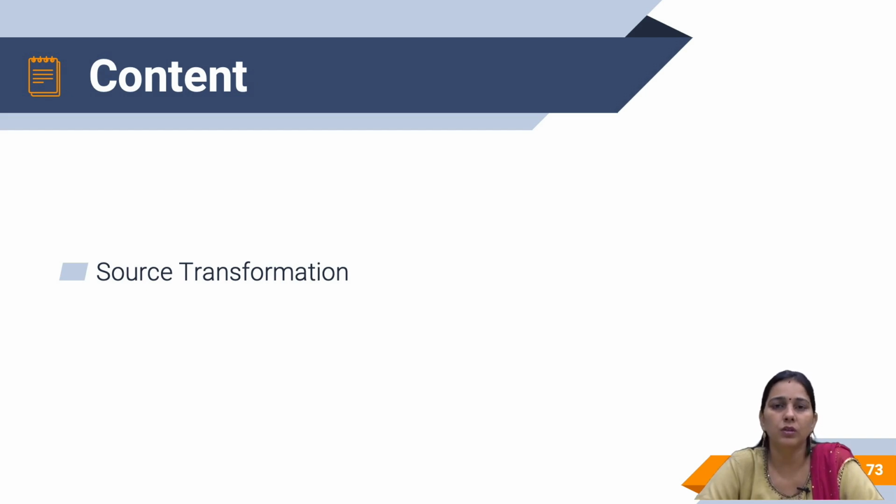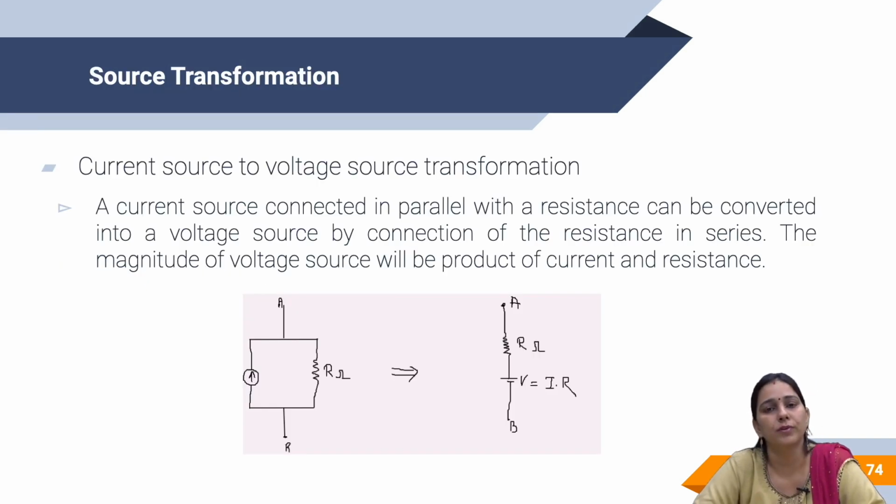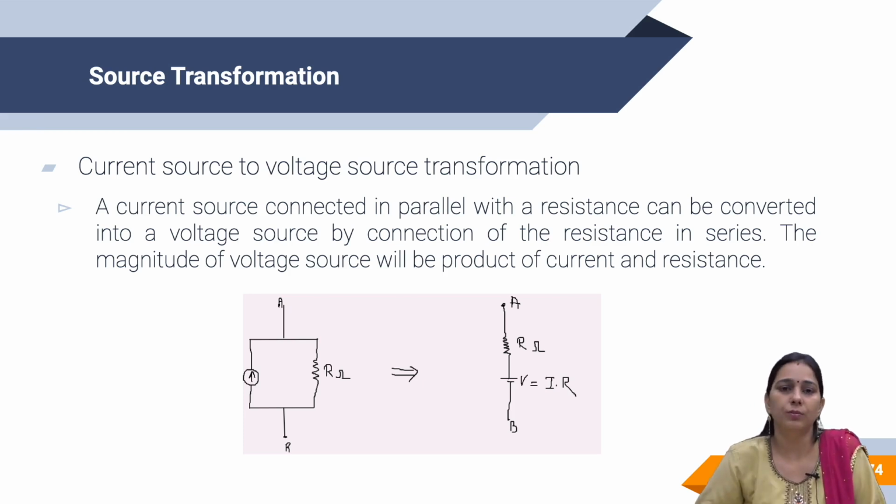Let us proceed with the current source to voltage source transformation. How can we do that? Generally, a current source is represented by a resistance in parallel with the current source, whereas a voltage source is represented by a series-connected resistance with the voltage source. It implies the internal resistance of the voltage source is connected in series, whereas the internal resistance of the current source is connected in parallel with the current source.